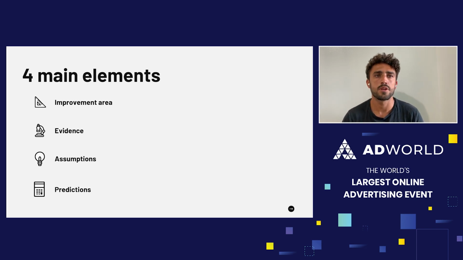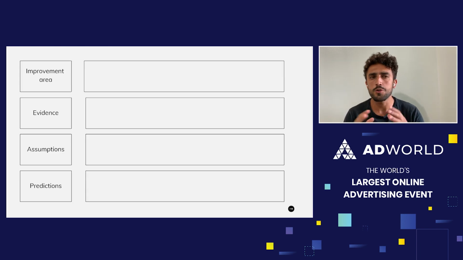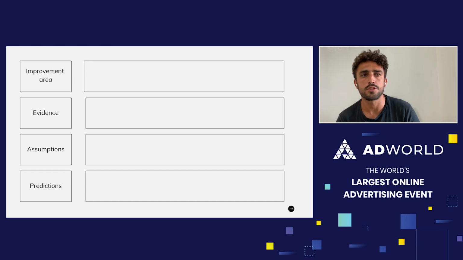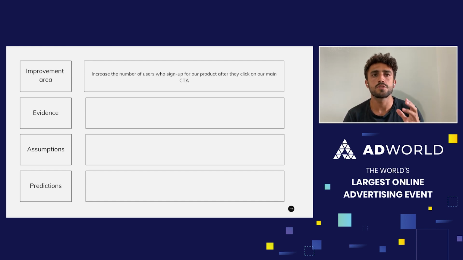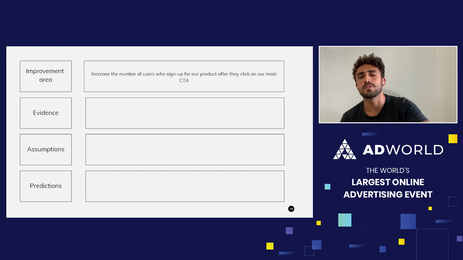So for example here, since you know where you want to run your experiment, we saw that there might be an opportunity after people click the CTA and then sign up to your product. We need to identify what we are trying to solve and what we are trying to improve. In this case, the improvement area and the problem we're trying to solve is to increase the number of people who sign up for our product after they click on the CTA. We believe we can do this because people that click on the CTA probably have a higher intent to sign up, and we can increase that conversion rate overall.